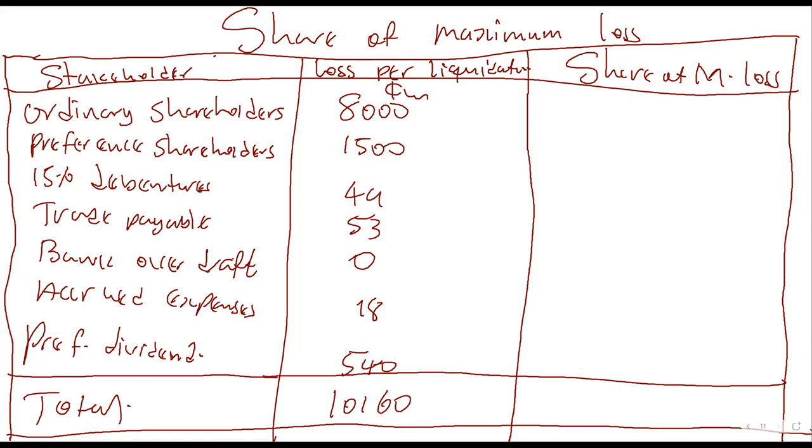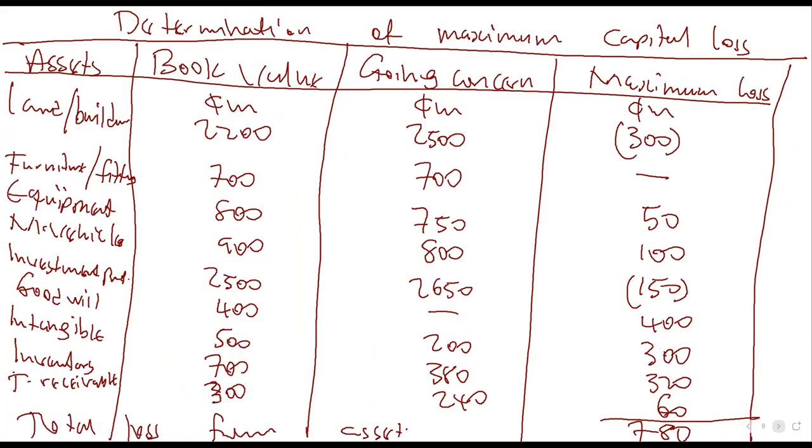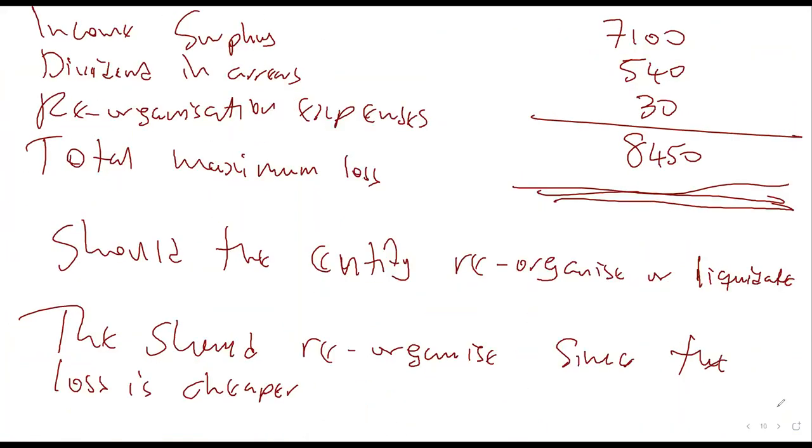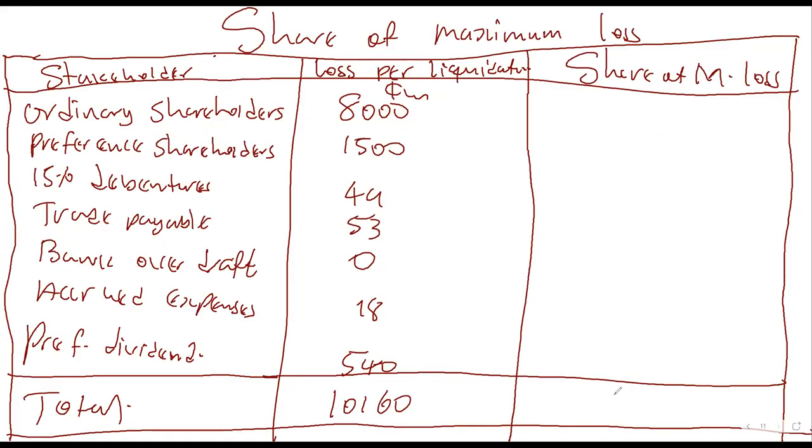Now record the total of the maximum loss we calculated: 8,450. Share the loss. The loss is 8,450. Now we are going to share. We have the rules for sharing the loss.